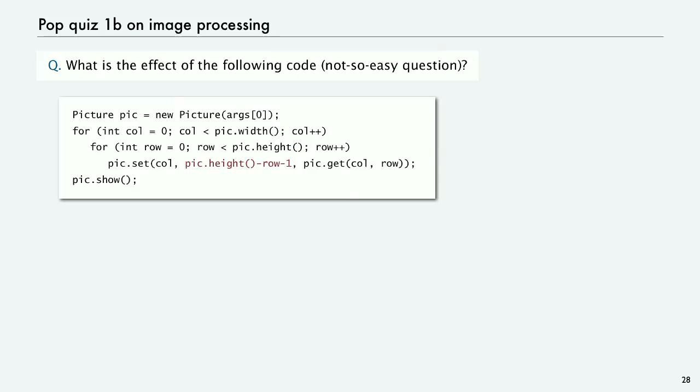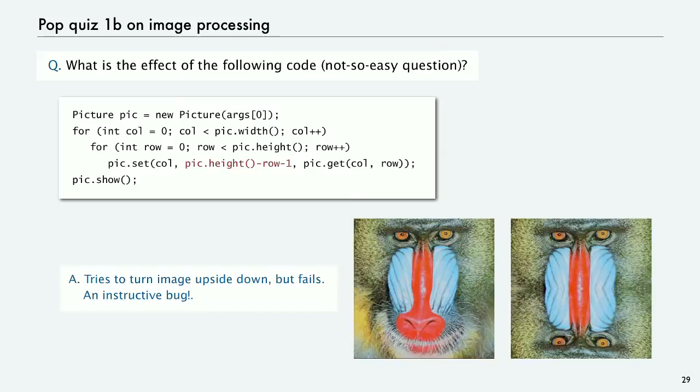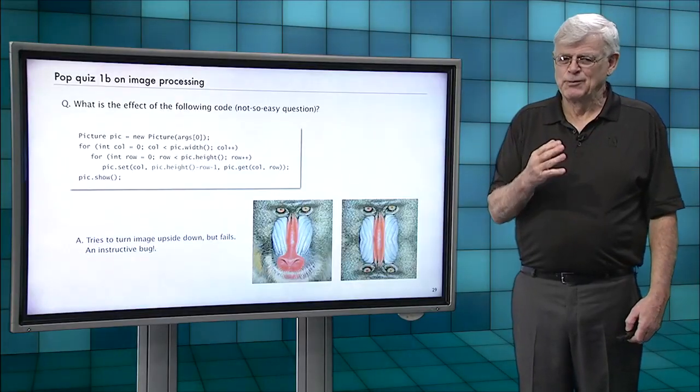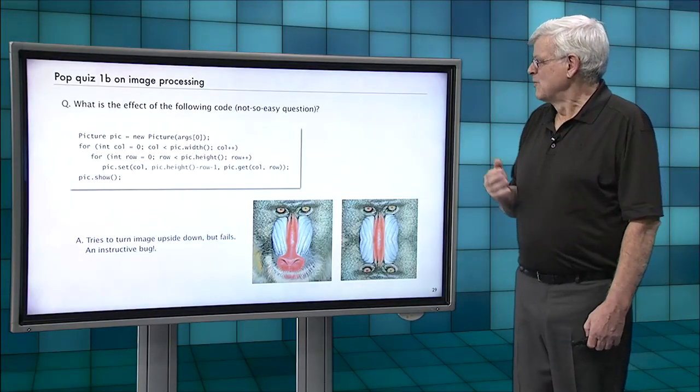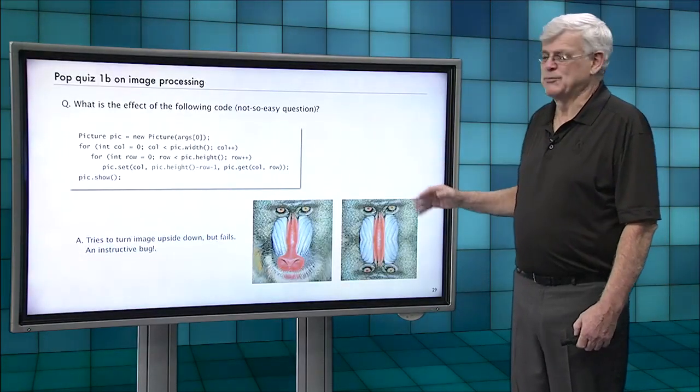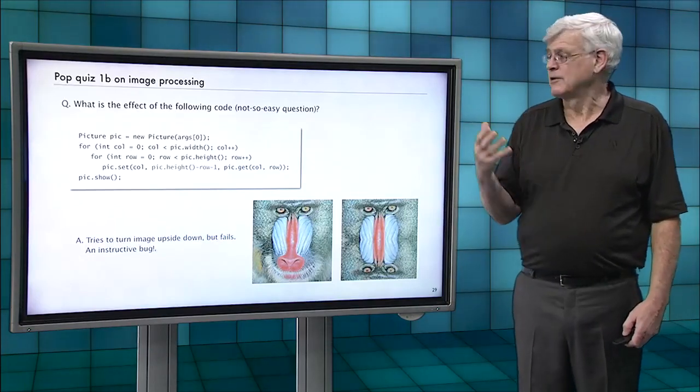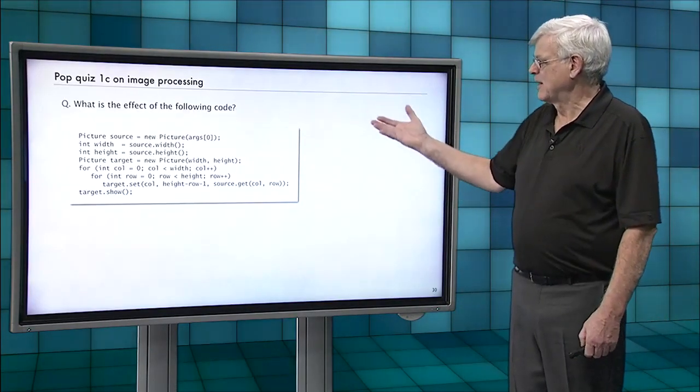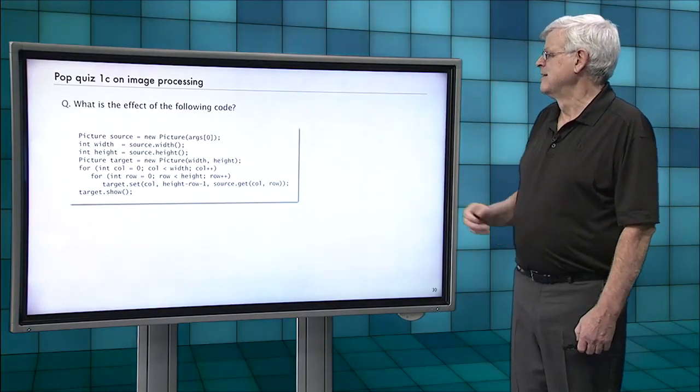So it looks like we're trying to turn the picture upside down, but it doesn't really work. It takes the top half and puts it on the bottom half, but then it's already done because it's overwriting the same picture. So that's a bug that's worth thinking about. What we need to do if we want to do this upside down thing is create a totally new picture, and so that's the answer to this question.